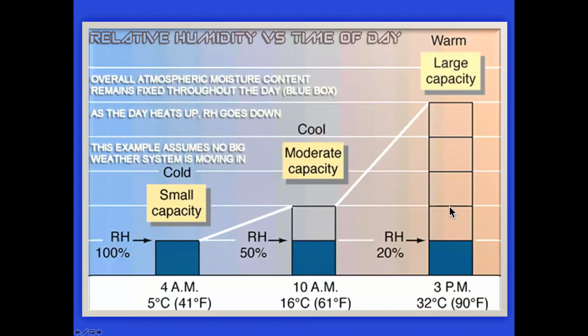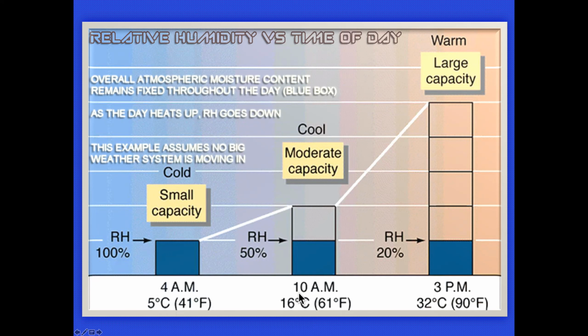This is not really from your book, but I really do like this graphic, which is why I provided it to you. At 4 in the morning, your temperature might be 41 degrees and your humidity is 100%. That means you are at your dew point. Get it? Temperature at which dew happens. So if it's 100%, it's saturated. The dew point is also 41.